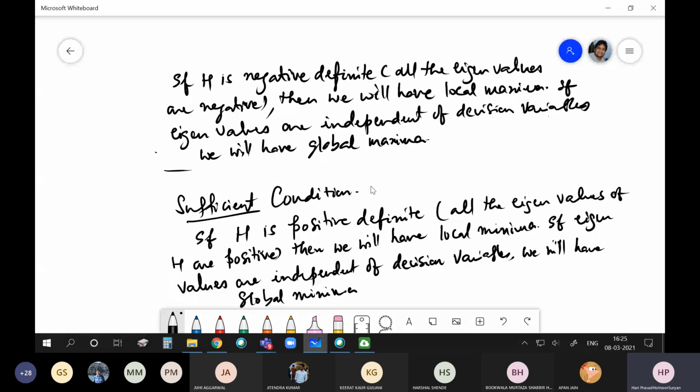And if, when I solve this determinant equal to 0, some eigenvalues become positive and some become negative, then what can we say about the function? Can we say whether we will have a local minima or local maxima?